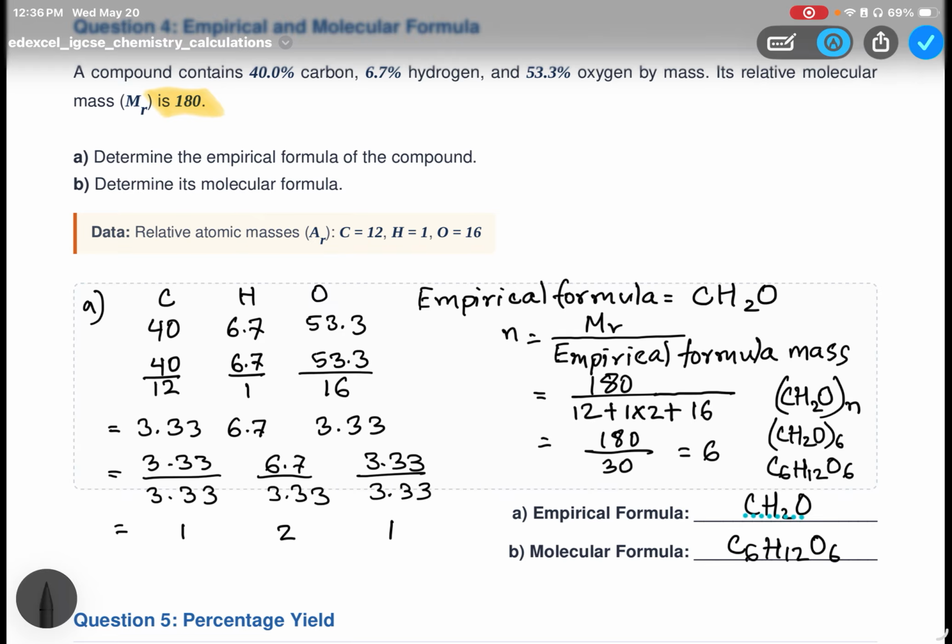So your empirical formula is CH2O and your molecular formula is C6H12O6. Now, this calculation of the empirical formula and finding the molecular formula comes up very frequently in question papers.